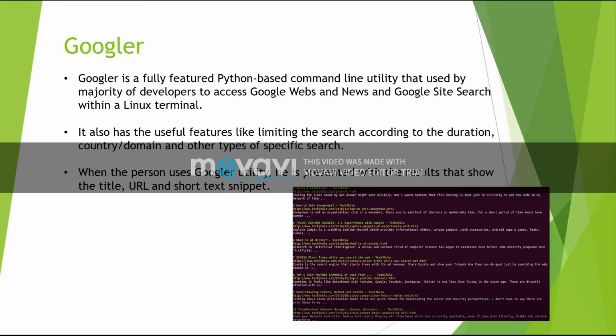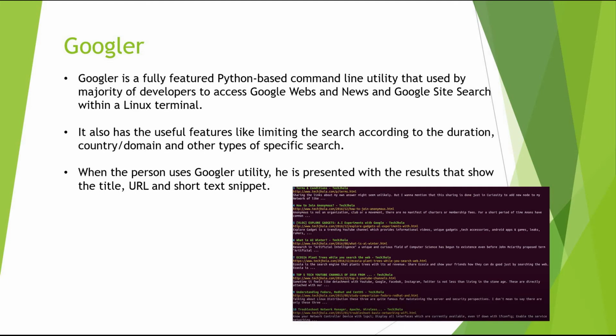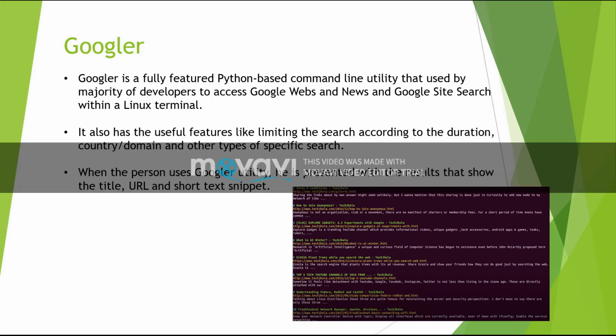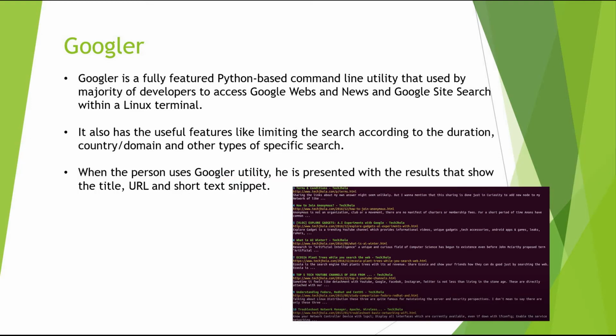There are so many convenient tools and options available in the Googler tool that the user can use. So, for example, it can list out all available links, and you can also regulate the duration, and you can also regulate the links that were modified under a certain amount of time. When the person uses the Googler utility, he is presented with results that show the title, URL, and short text snippet.